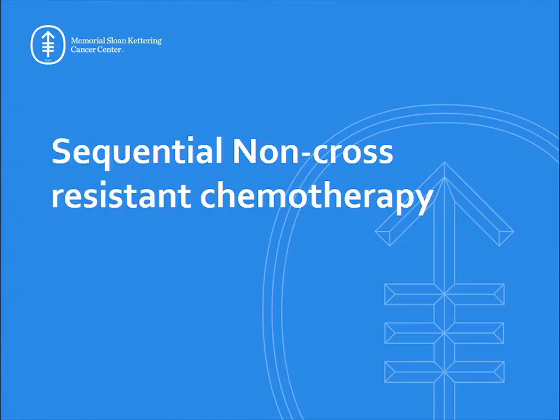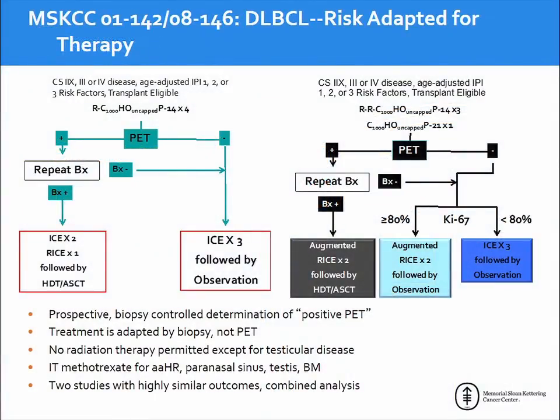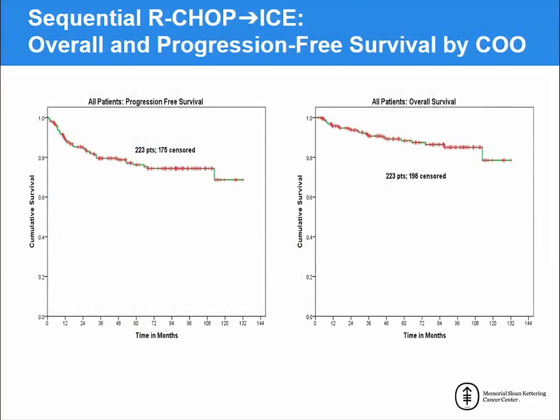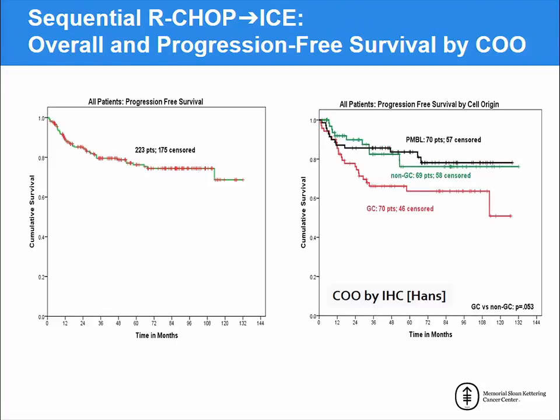What about sequential non-cross-resistant chemotherapy? We did a sequential therapy of R-CHOP followed by ICE. And the result of this study demonstrates excellent progression-free and overall survival. When we analyzed the outcome by cell of origin, there was a suggestion that the patients with the non-germinal center tumors were actually doing better than the germinal center tumors.